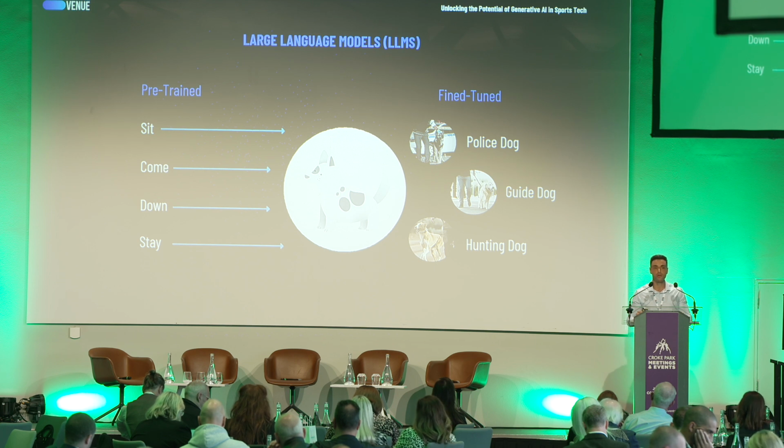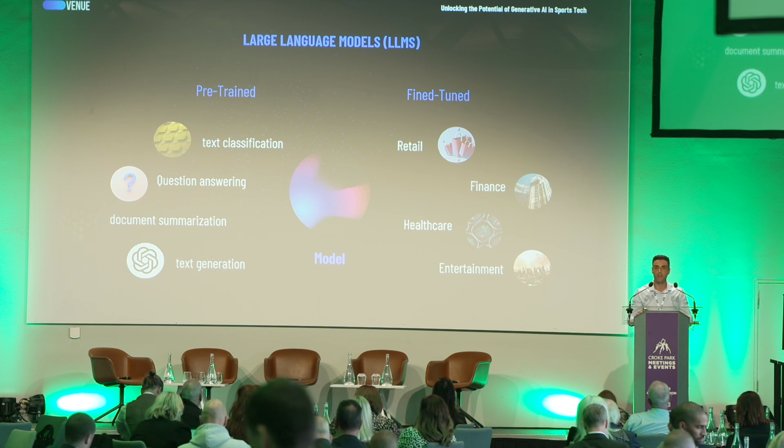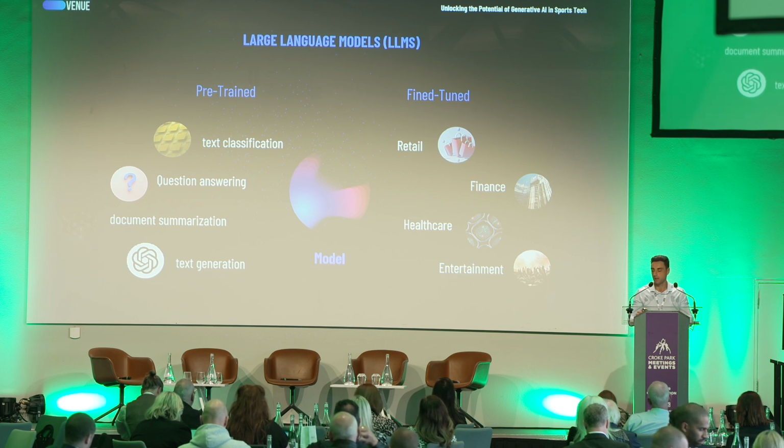This is after you train the system and you convert it into something really specific, okay? So, examples of LLMs. We have LLMs for text classification, question answering, document summarization, et cetera, but when you fine-tune them, you can use them for solving problems for the retail vertical, finance, healthcare, or entertainment.